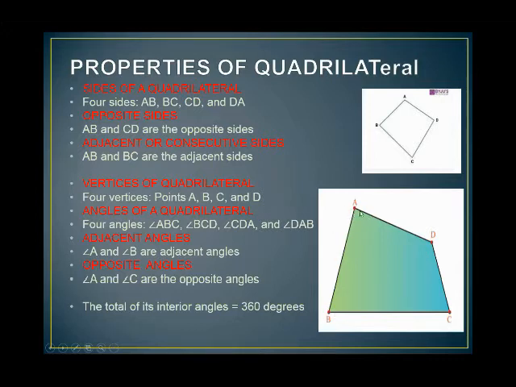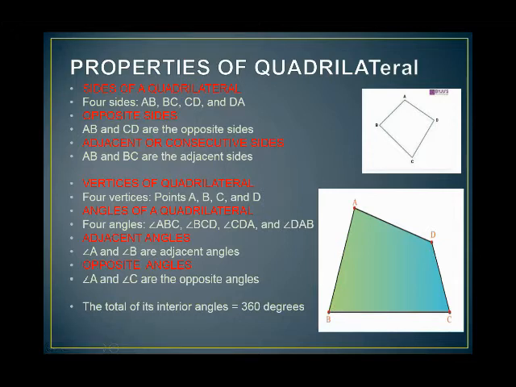Means angle A is adjacent to angle B. Or you can also say that angle A and angle B have a common arm. That's why we say that they are two adjacent angles.